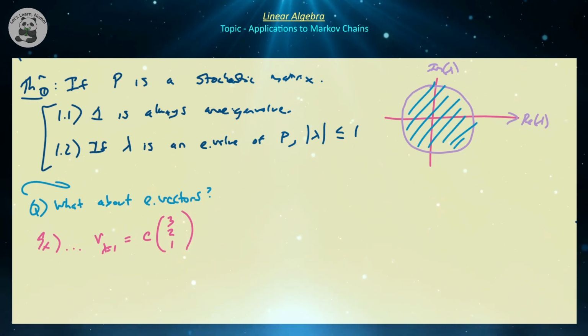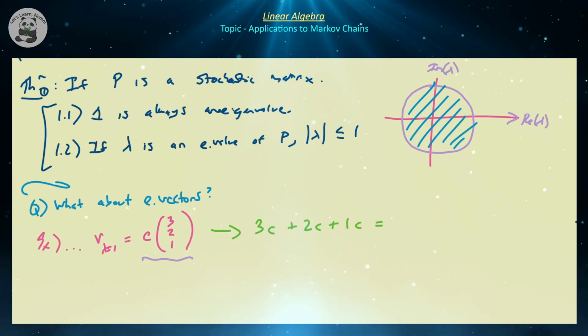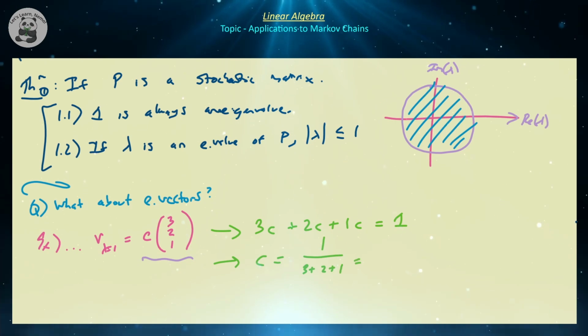But let's assume that I want to find the probability eigenvector associated to lambda equal to 1. And obviously I can always find it because all these constants are the same sign. They're all either all positive or all negative. Either one is perfectly okay. So if I want this to be a probability vector, then I want 3c plus 2c plus 1c to be equal to 1. I want the sum to be 1. And once I do that, I can find that c is just going to be equal to the reciprocal of the sum of those entries, 3 plus 2 plus 1, which is going to be equal to 1 over 6.